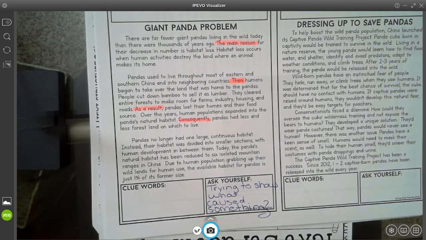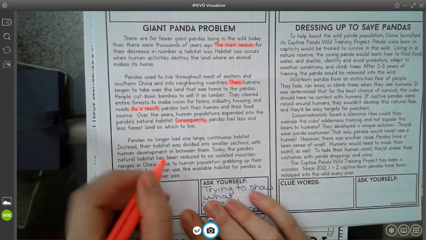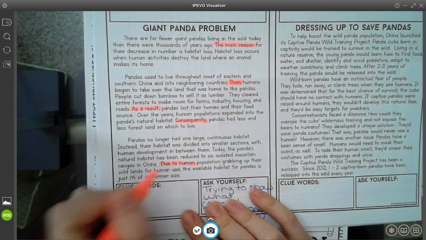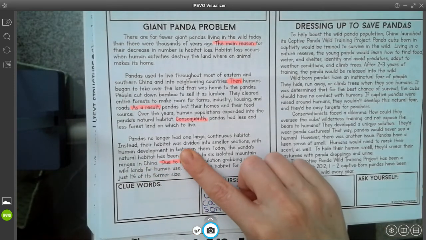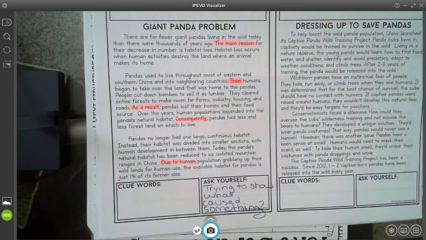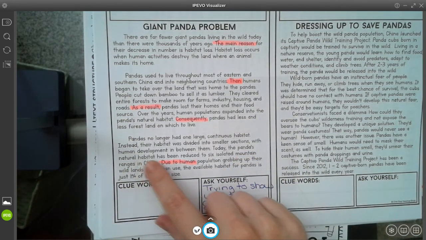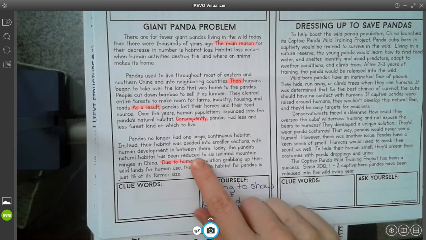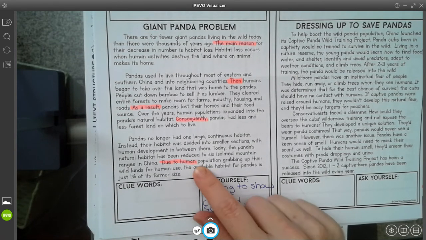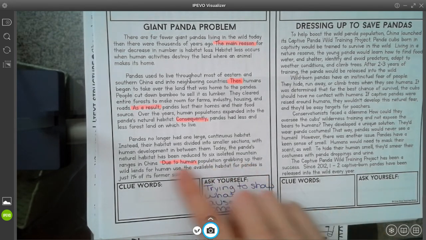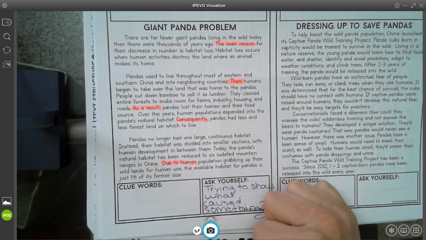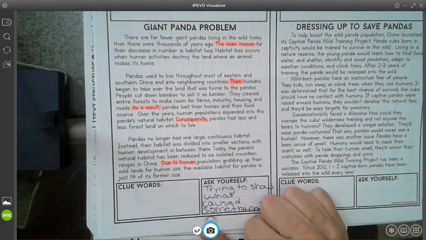All right, welcome back again, Mavs. If you had underlined due to, then you are understanding that the effect is that the panda's natural habitat has been reduced. The cause was that human populations took up all of the land available to the pandas.